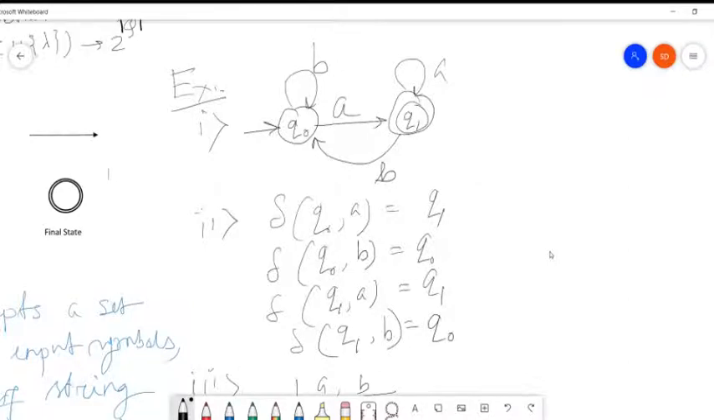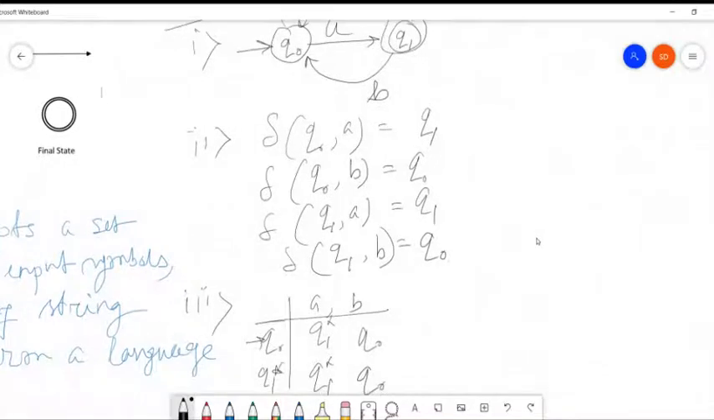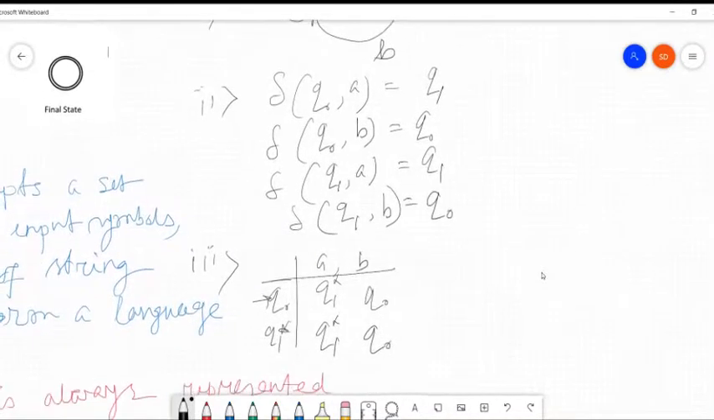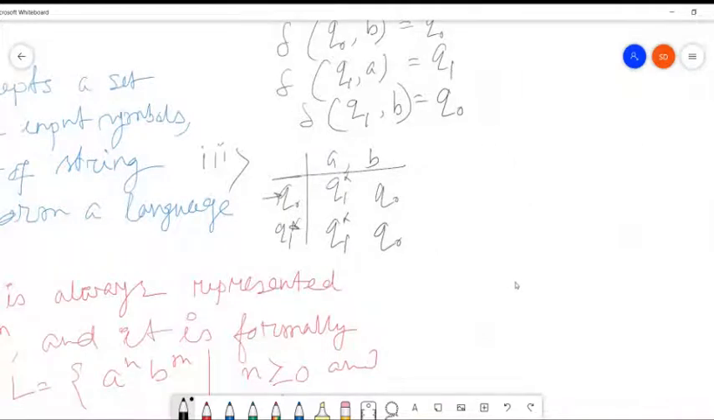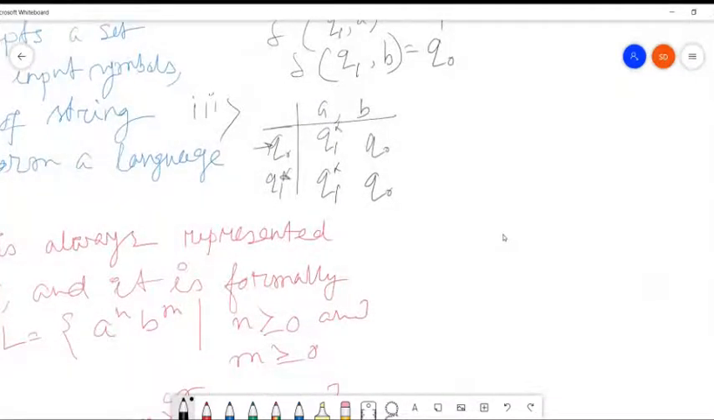From current state Q1, taking symbol A, it goes to the same state Q1, and taking B, it goes to the initial state Q0. So this is the way we represent our finite acceptor using the transition function. The transition table is very helpful. We will see this while we convert an NFA to a DFA. It helps to identify the states uniquely.